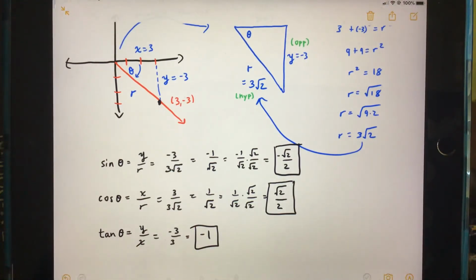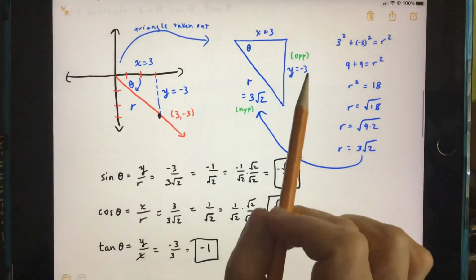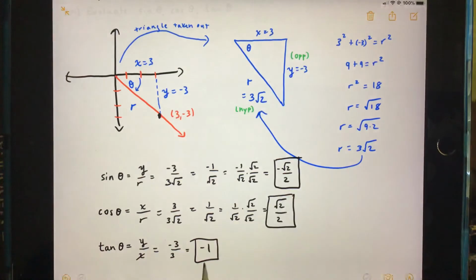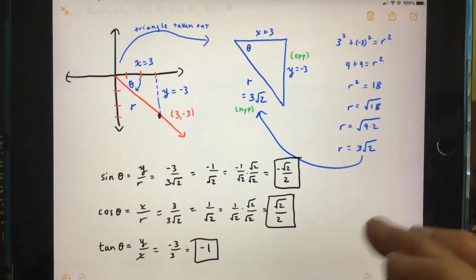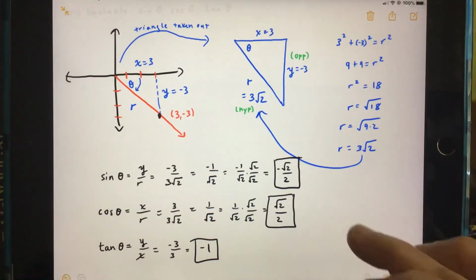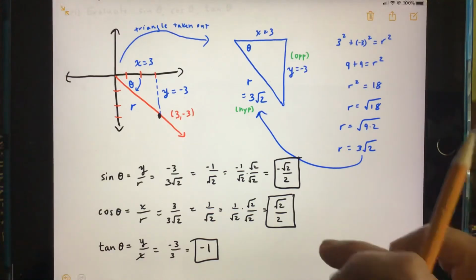That accounts for the difference in the signs here. Tangent of theta will be y over x. That's negative 3 over 3. So notice that we have negative 3 for y, x is 3, and that reduces down to negative 1. All right. So if you have radicals, that's how you're going to handle it in these situations, simplest radical form.